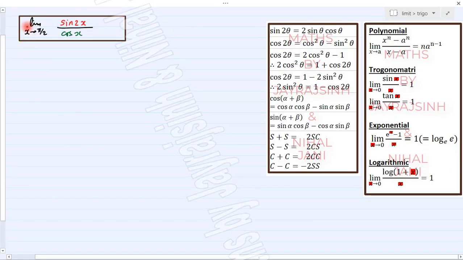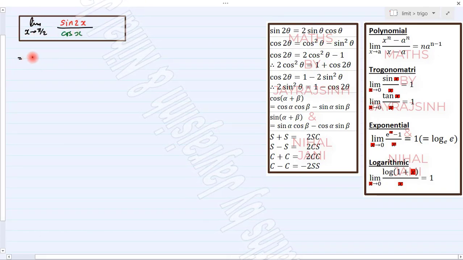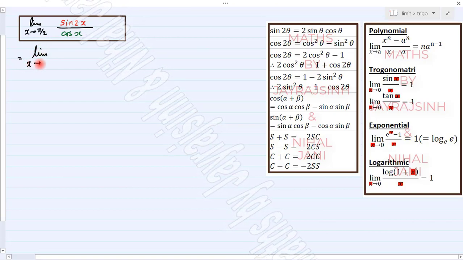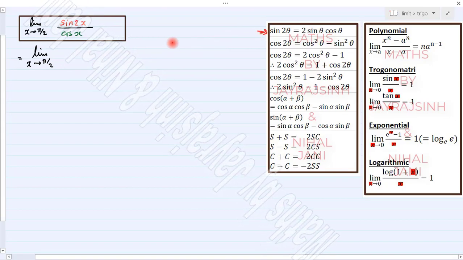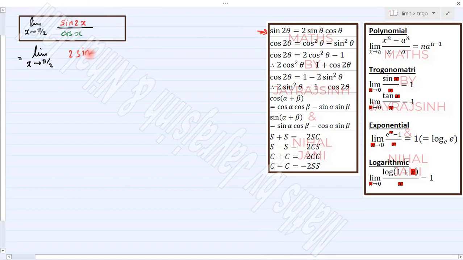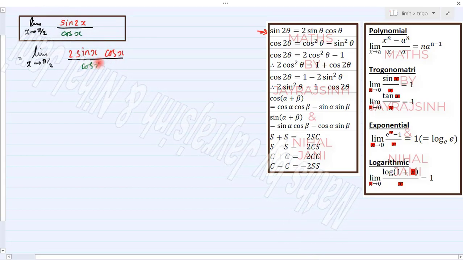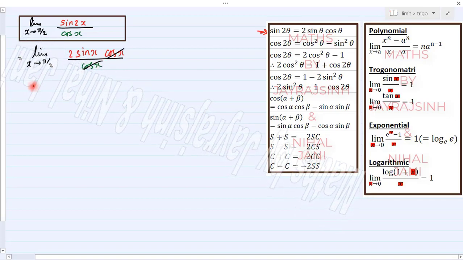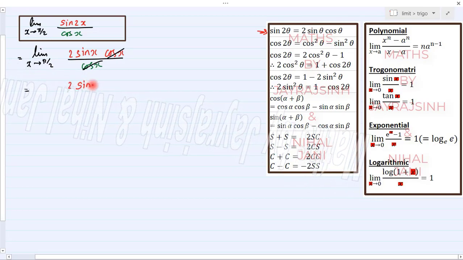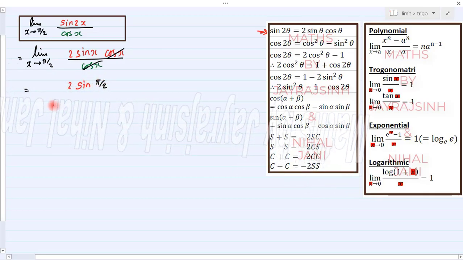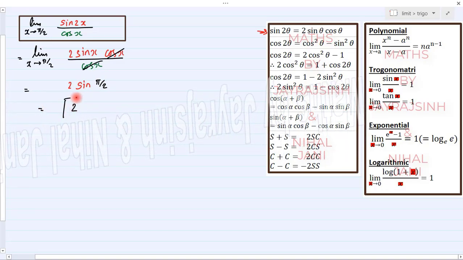In this question, we have to find limit x tends to pi by 2 sin 2x upon cos x. Now, in simplification, we can say this sin 2x can be simplified using the formula of sin 2 theta. So it will be 2 sin x into cos x upon cos x. Now, this cos x will cancel out and we are ready to substitute our limit. Just replace your x by pi by 2, so you'll get 2 sin pi by 2, and we all know that the value of sin pi by 2 is 1, so your final answer is 2.